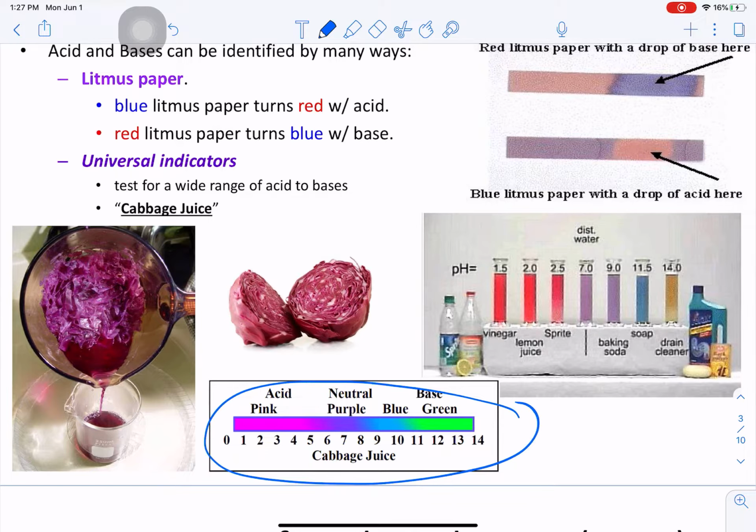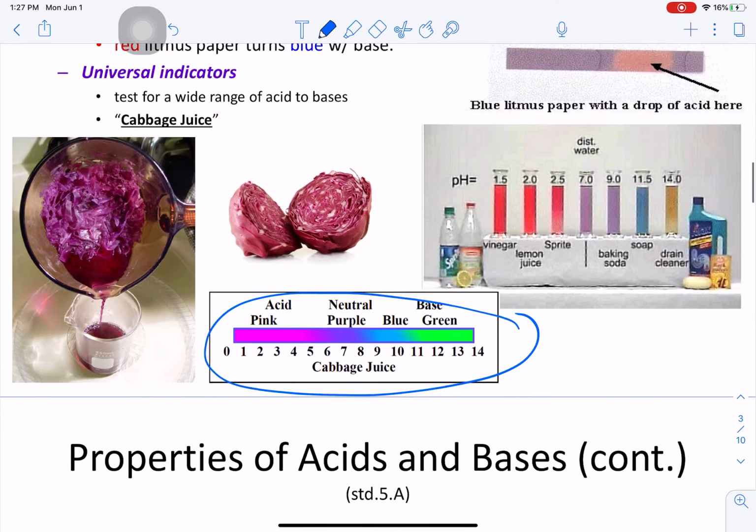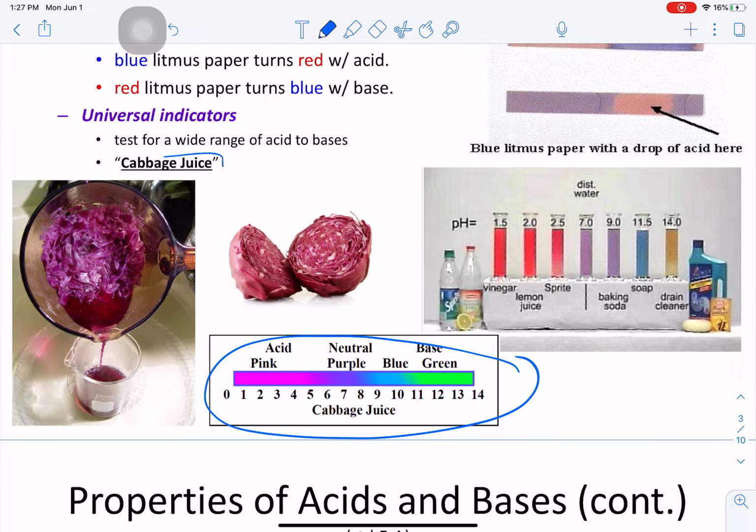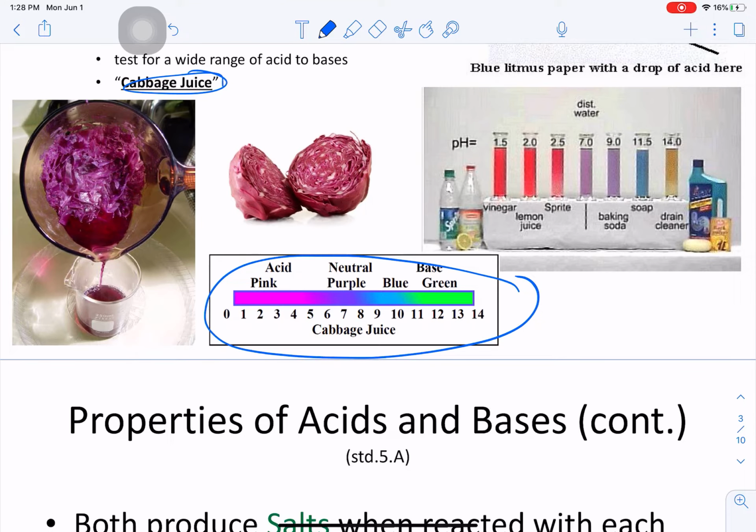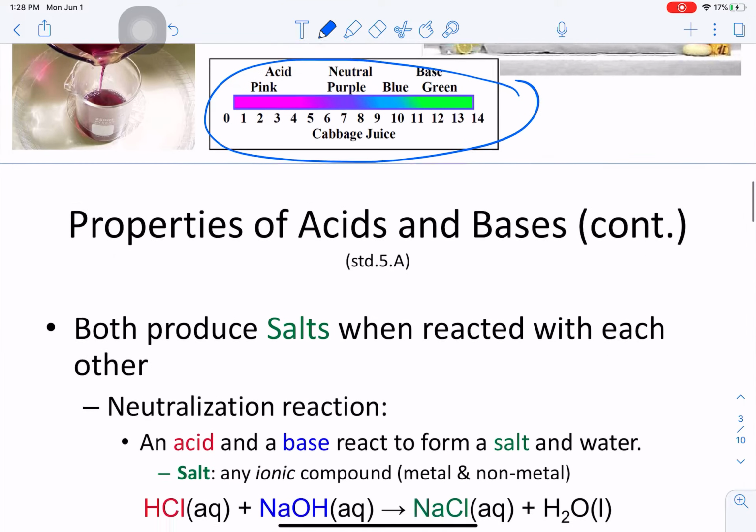Okay? All right, those are indicators. And remember, this cabbage juice is a universal indicator. We can use it for a wide range of acids and bases.